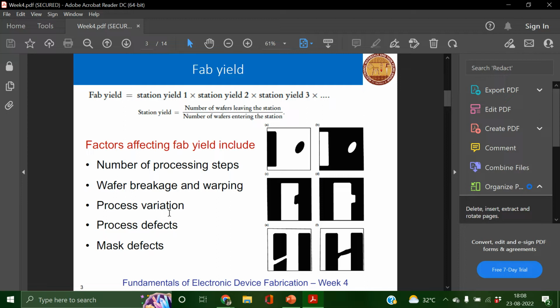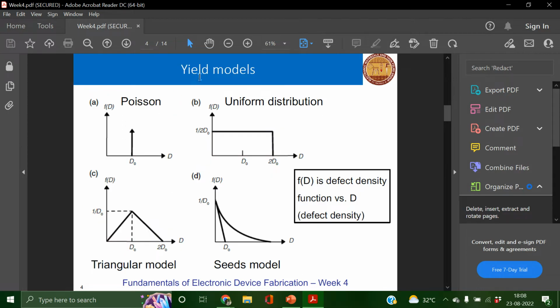And then process variation. Process variation refers to the specification limits. Each of the processes carried out in a specific station will have a range of acceptable values. Like in the previous week, we saw what is meant by the range of thickness values that could be accepted, range of resistivities, etc. This is included in process variation. Then we have process defects. This also affects the fabrication yield. Process defects means the defects that are introduced into these wafers by virtue of the processes happening, because of the operator, the equipment or the process, etc. Then we have what is known as mask defects. These are defects introduced in the wafer due to defects in the actual mask that was used for transferring the pattern.